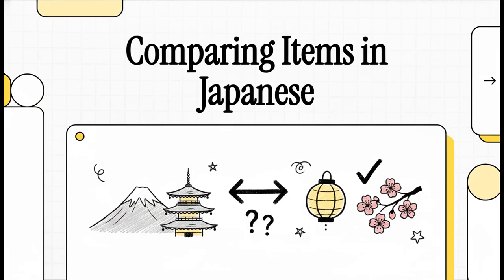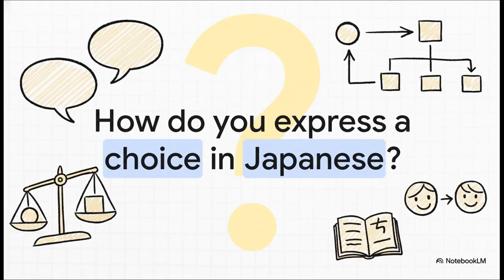Welcome. In this explainer, we're diving into a fundamental piece of Japanese grammar, how to compare two items and state a preference. Think about it. Coffee or tea, summer or winter. We make these kinds of choices every single day. It's a universal part of how we communicate. The question is, how do you actually do it in Japanese? Well, that's exactly what we're going to break down right now.